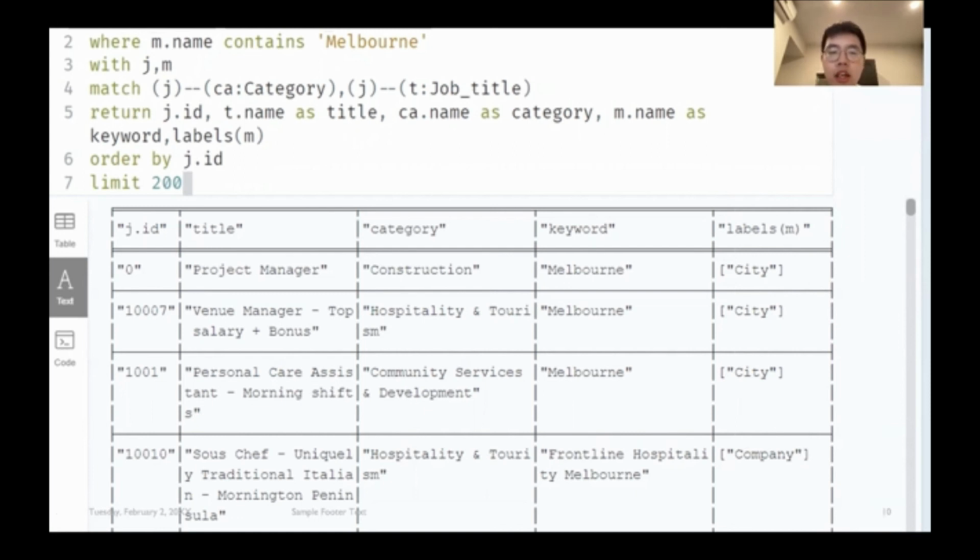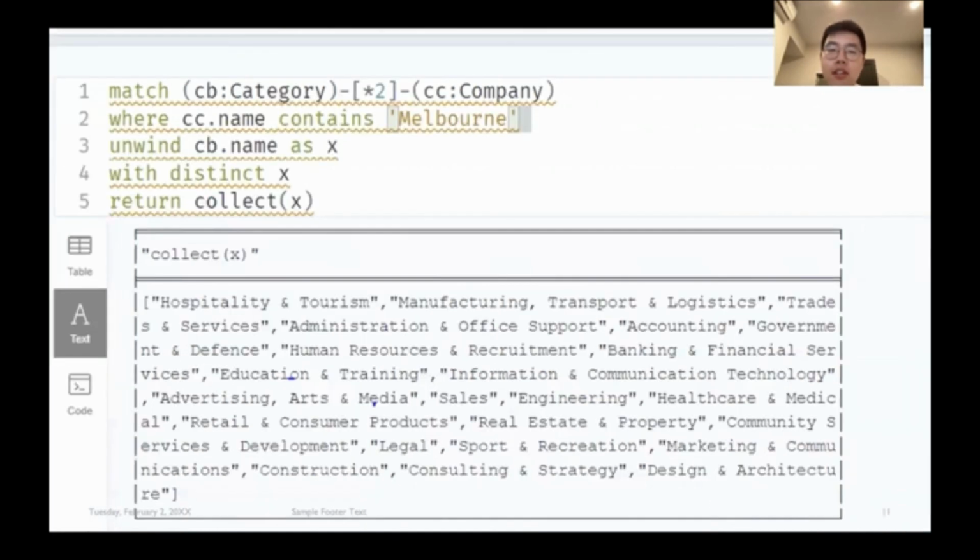So our group thought about that question and wrote another query to find jobs in a specific city. Here is an example. We can find all the jobs in Melbourne. And if you want to find a job in Melbourne in specific cities, this is very useful for you.